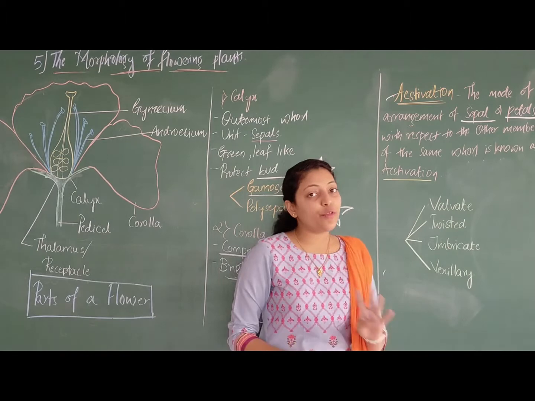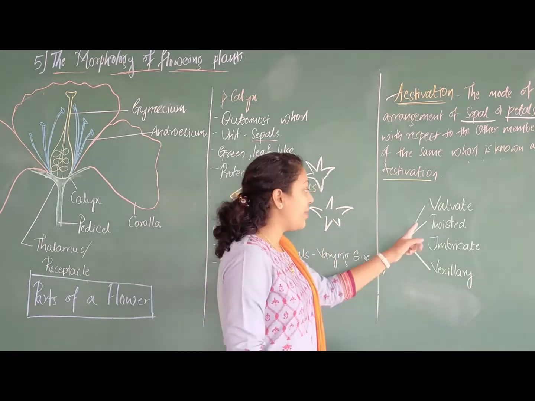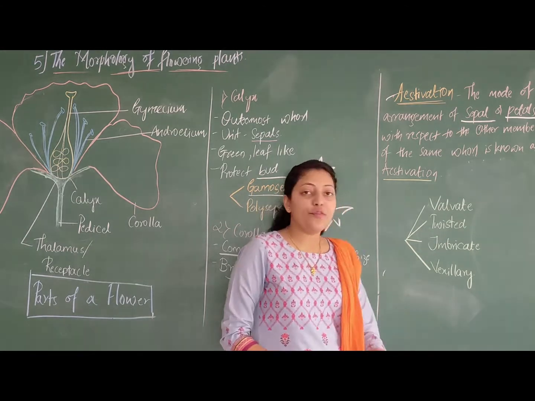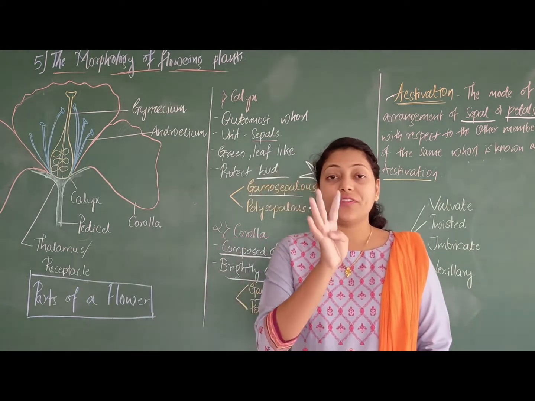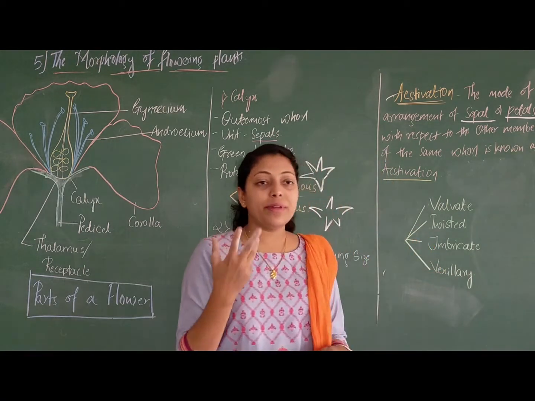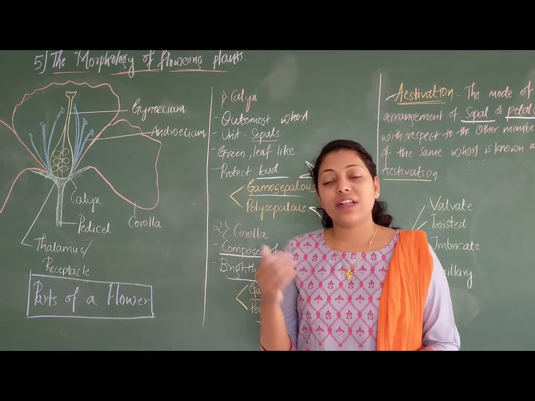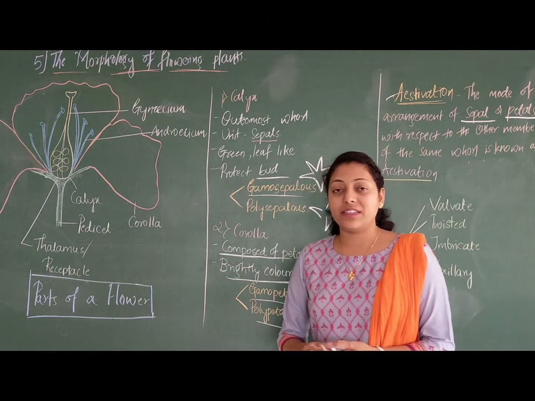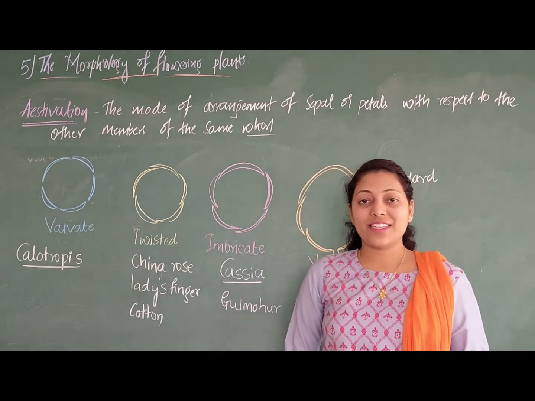So there are 4 different kinds of aestivation: valvate, twisted, imbricate and vexillary. You get 4 different kinds of aestivation, that is valvate, twisted, imbricate and vexillary. I'll deal with aestivation in detail in my further videos. You can just be in touch. So, coming back to the next part.